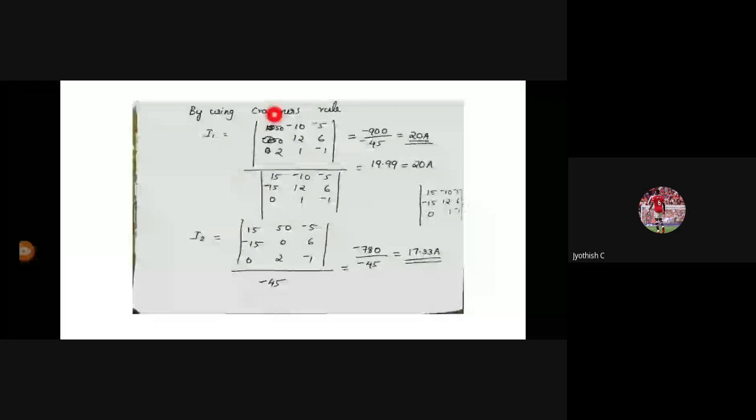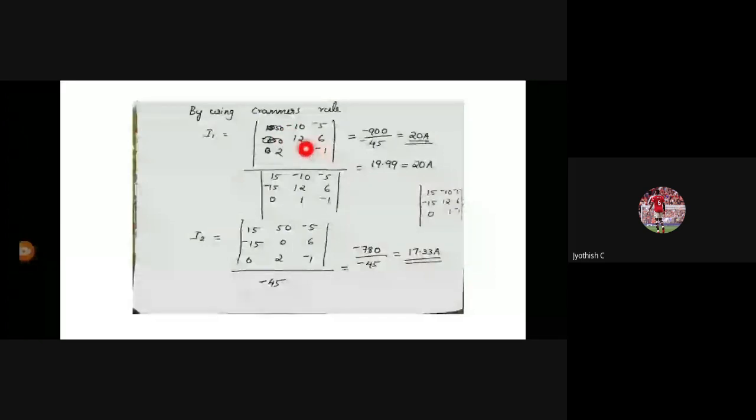You can simply say, what is 50 into like that? 15 into, how can you find 12 minus 1? First you have to take a 50, right? And eliminate that row and column. And then 1 and minus 1. Yes, that is correct. 50 into determinant 12, 6, 1 minus 1.